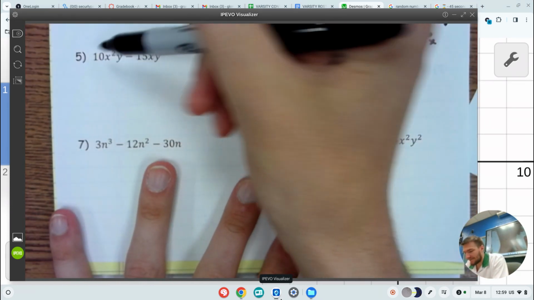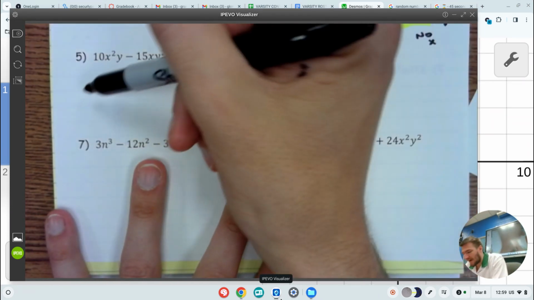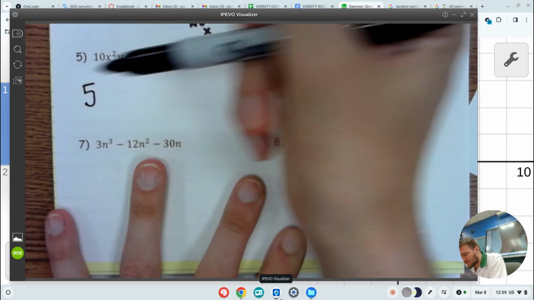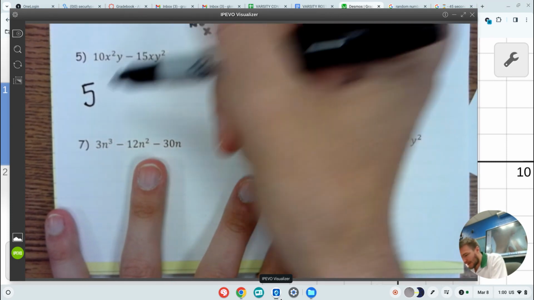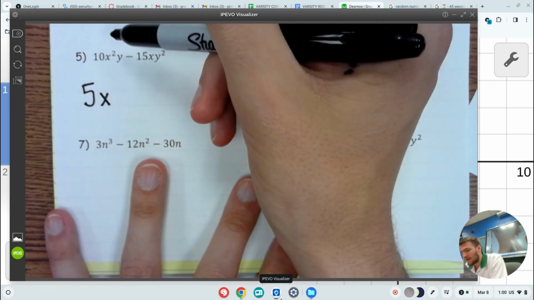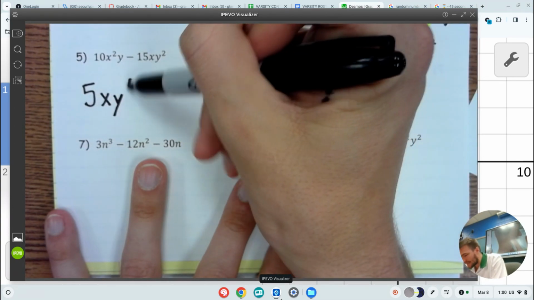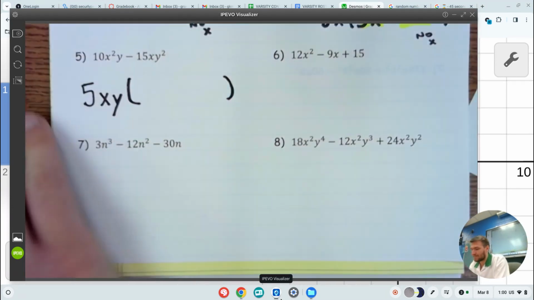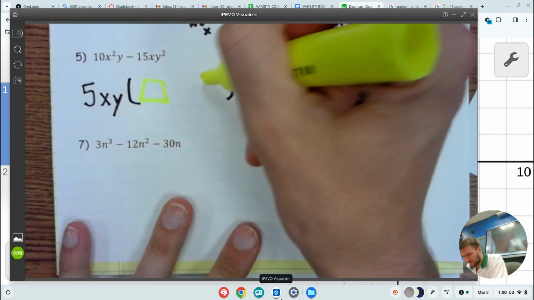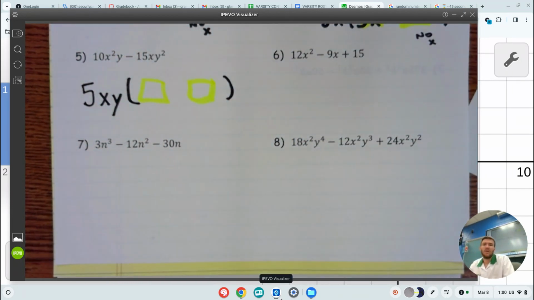GCF. What's the GCF of 10 and 15? 5. How many x's do we have in common? 2 and 1 means 1. 1 and 2 y's means 1. Now, we can think about pulling out the 5xy, and what is left behind?